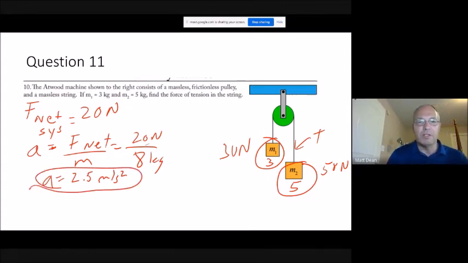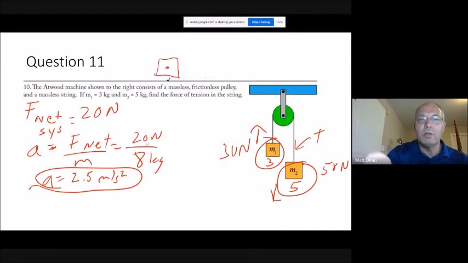So both of these objects are going to accelerate at 2.5 meters per second squared. This one's going to be accelerating down, and this one's going to be accelerating up. So now we want to find the tension in the string. To do that, we can take either one of these boxes and draw a free body diagram for it. Let's just take box M2.